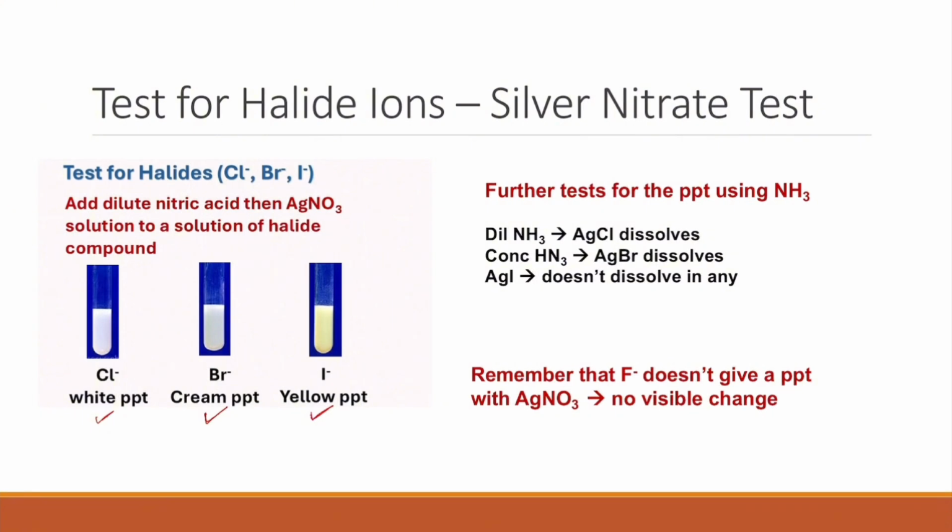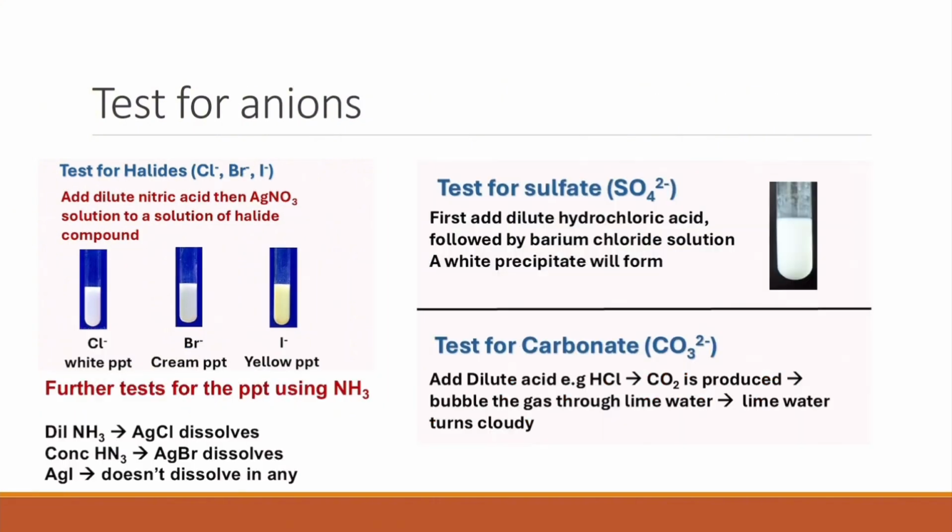With chloride, if you add dilute ammonia, the precipitate will dissolve in dilute ammonia. The silver bromide and silver iodide that were formed from the bromide and iodide with silver nitrate will not dissolve in dilute ammonia. However, if you add concentrated ammonia, you can see that the silver bromide precipitate will dissolve. The silver iodide will not dissolve in either dilute or concentrated ammonia. This is how we differentiate between the three halides.